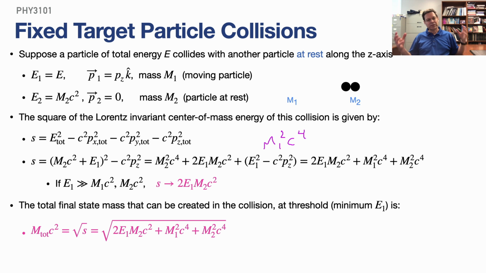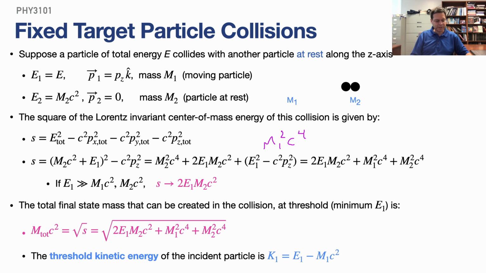So if you have a collision of one particle with another at rest, and you want to produce a number of other particles in that collision, the total mass that can be created is given by that expression for the minimum E1 that's required, minimum incident energy.